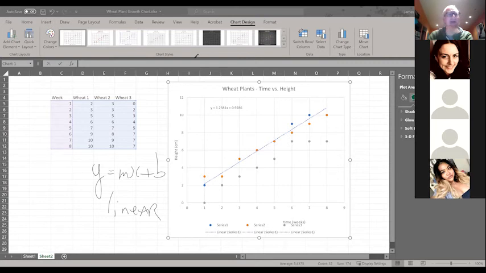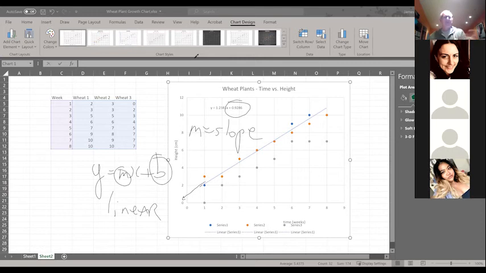So can anyone tell me what the m and the b are? What is the m and what is the b? The N is the sample size, so the number of plants. Slope. The slope, right. M is the slope. Is B the y-intercept? And B is the y-intercept, exactly. So you can see that if we continued this line, it would intercept the y-axis at around 1. So basically what it's saying is that at 0 time, the plant was 1 centimeter tall.